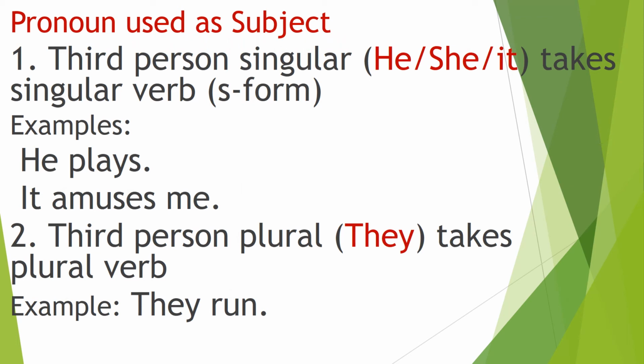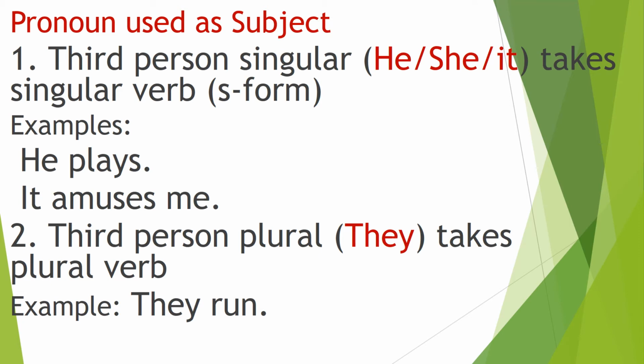Now, what about if a pronoun is used as subject in the sentence? Now, I have here rule number 1 for this. For third person singular, he, she, it, remember that it takes singular verb, which is the S form. Examples of the sentences. He plays. The subject here is he, which is third person singular. So therefore it takes singular verb, which is plays.